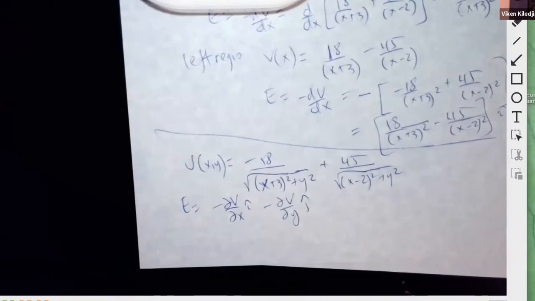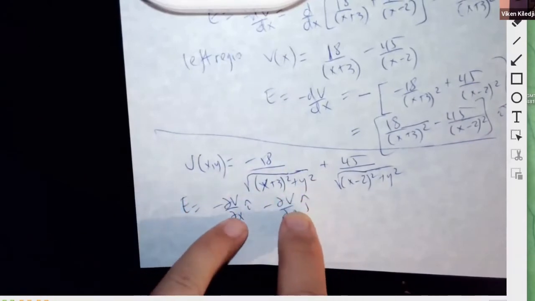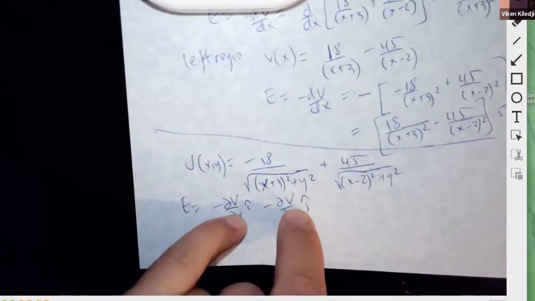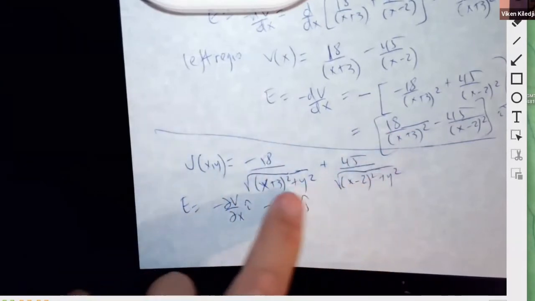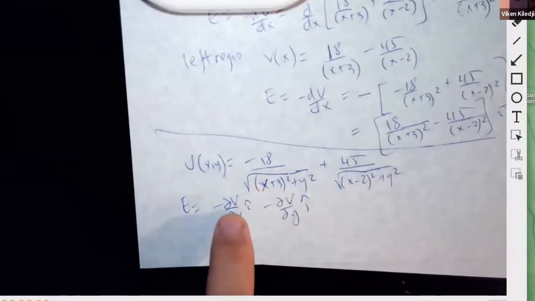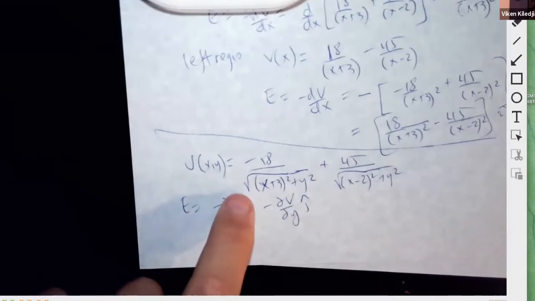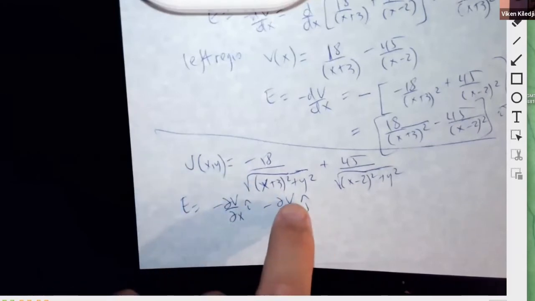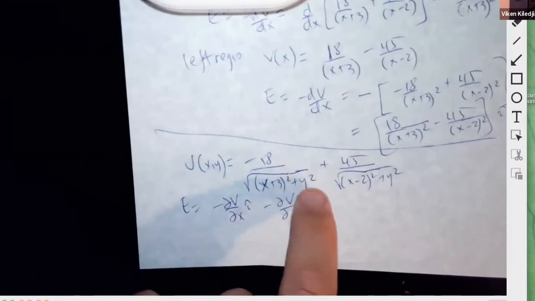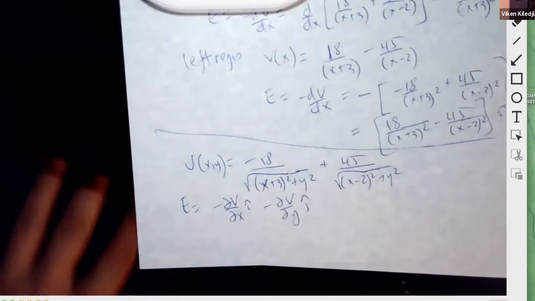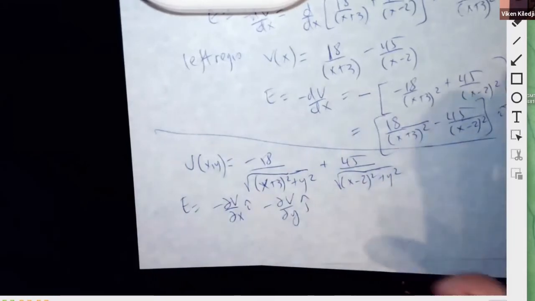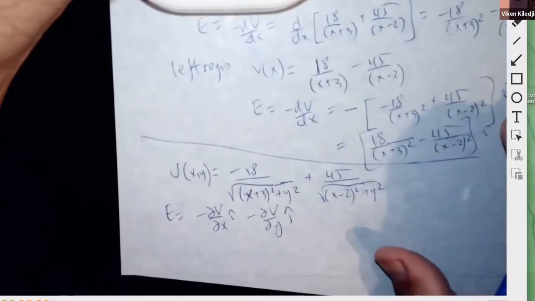The electrical field is going to have two components at any random point. So if you hold the y constant, take the derivative of this with respect to x, that gives you the electrical field in the x direction. Then you do minus, hold the x constant, take the derivative of it with respect to y. So it becomes more like a calculus approach of finding the electrical field.